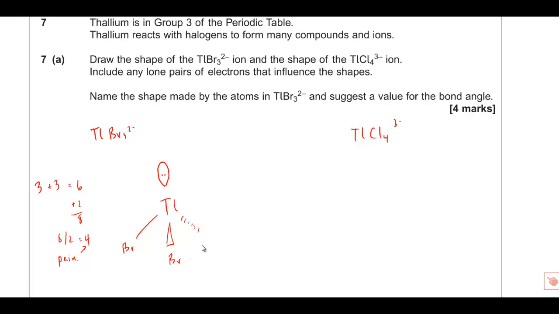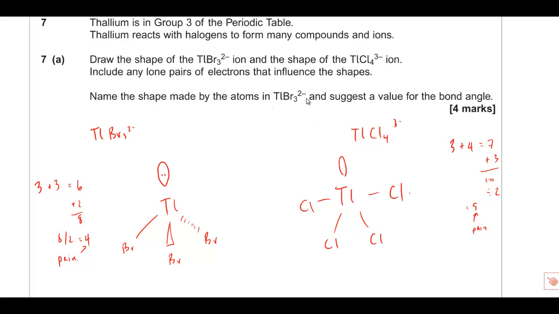Not required the shapes, I'm sorry, but I like to do it anyway. I think it's sort of good practice. This one, same simple again. 3, add 4 this time is going to equal 7. Add 3 is 10. Divide by 2 is going to be 5. And again, that's 5 pairs. So 1 lone pair here, 4 bonding pairs. So Tl. Oh, what a weird, funny shape. Just stick them all in.